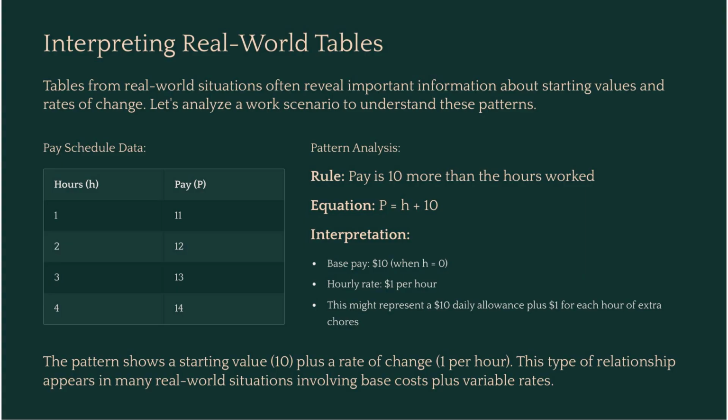Interpreting tables can reveal starting values. If a table shows that when hours h are 1, the pay is 11, and when h is 2, the pay is 12, the rate of change is only 1. But to get from 1 to 11, you must add 10. The 10 is the starting value. This means the equation is P equals h plus 10. You must always account for a starting amount or constant.